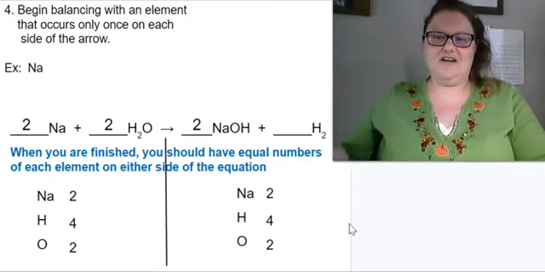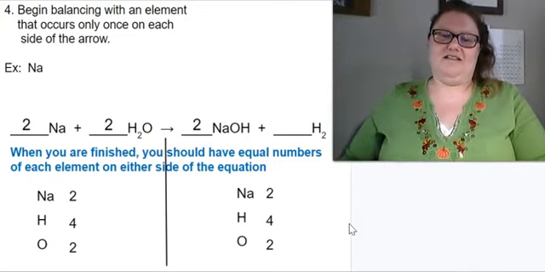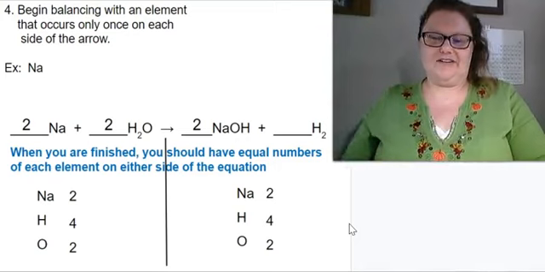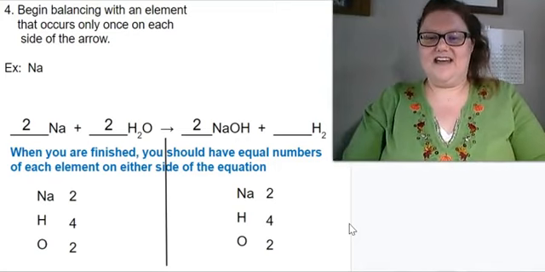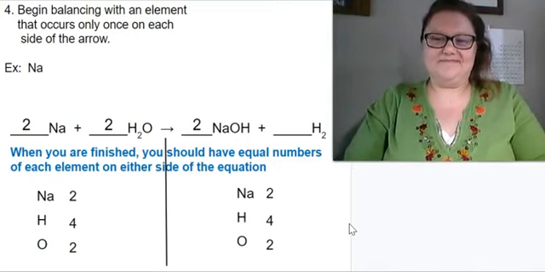Hydrogen 4, that's balanced. And then oxygen 2 on the other side. This is now a balanced equation.